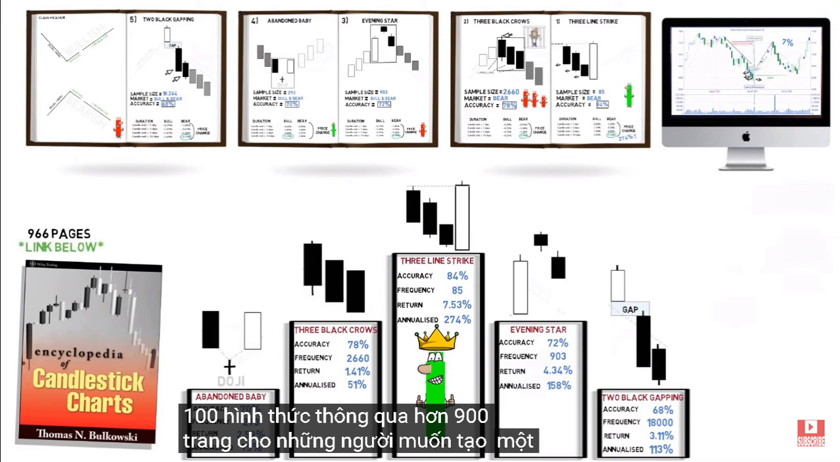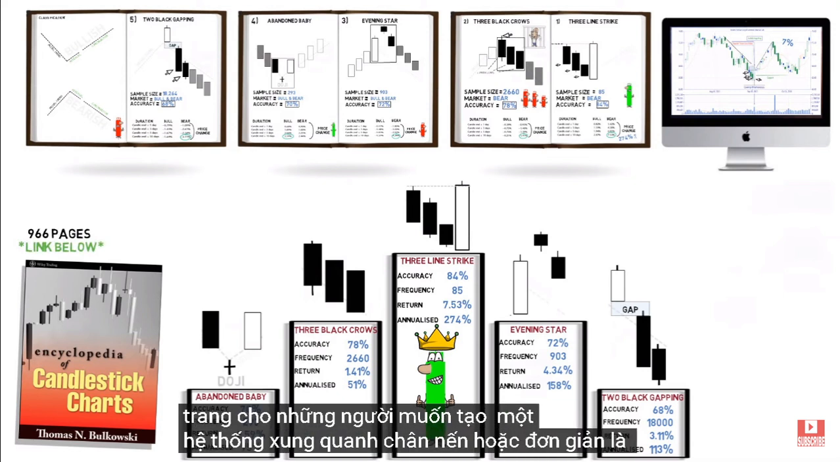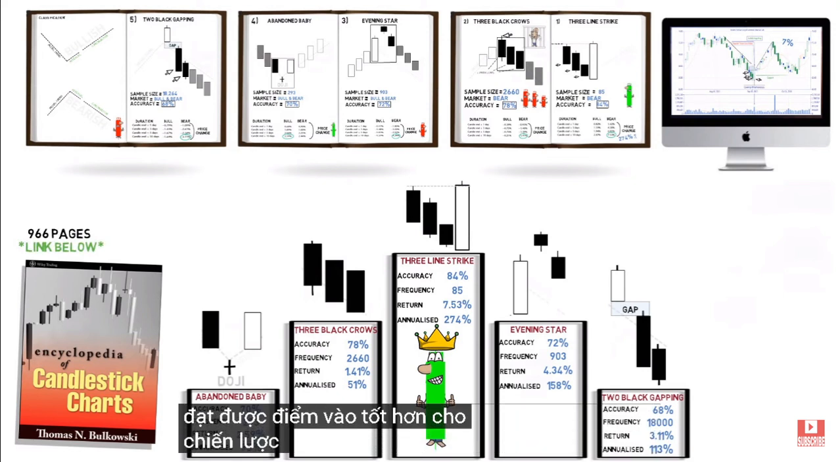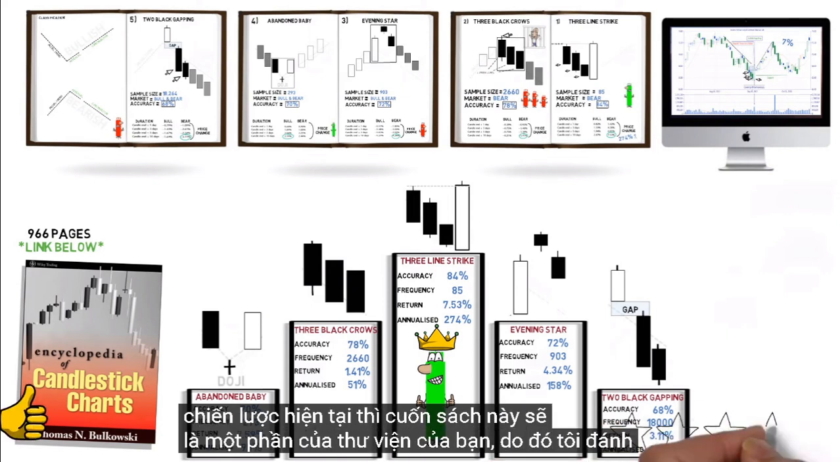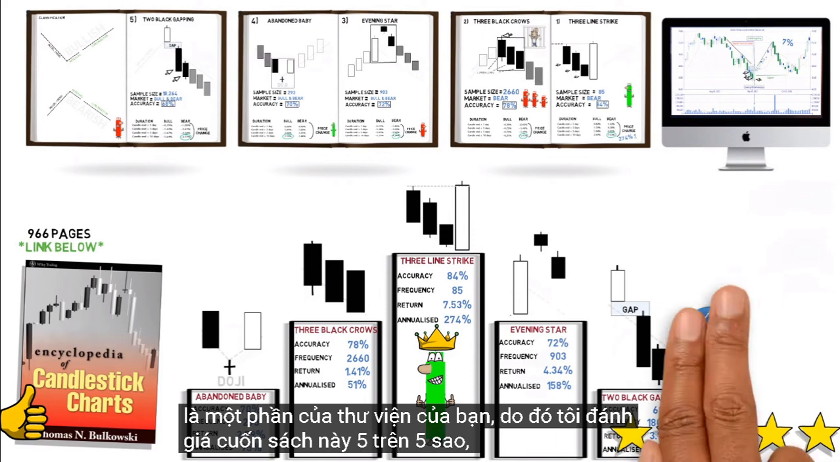For those looking to create a system around candlesticks, or simply to achieve a better entry point for a current strategy, then this book should form part of your library. Therefore, I rate this book 5 out of 5 stars.